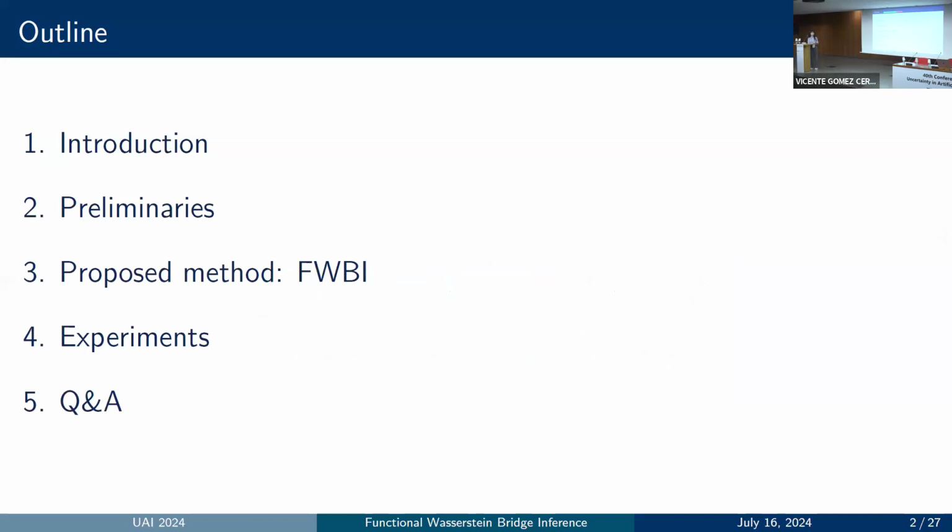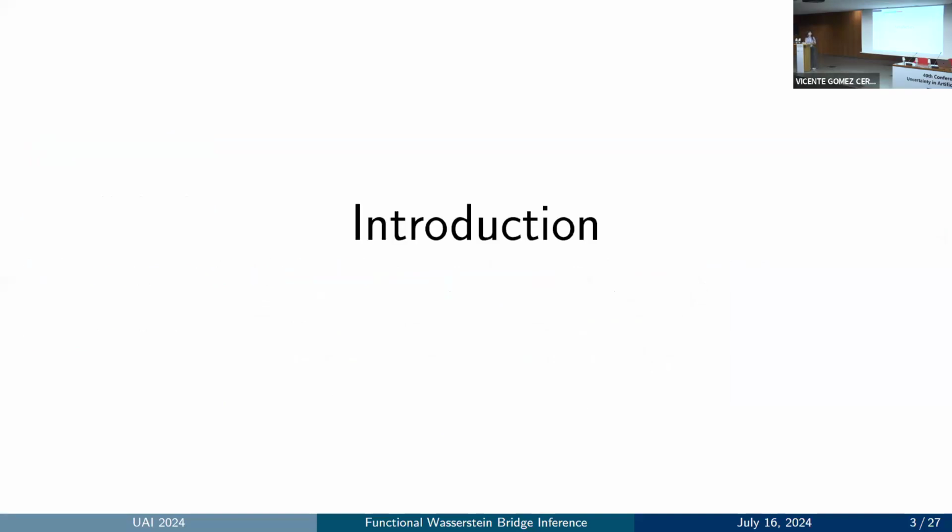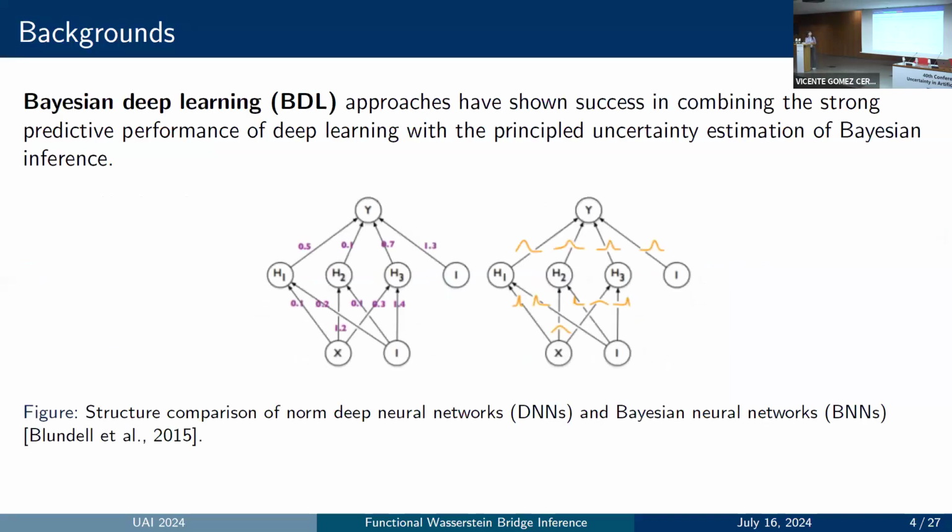Here's the content of today's talk. Let's begin with the background. Bayesian deep learning, BDL, is an emerging field that combines the strong predictive performance of deep learning with the principled uncertainty estimation of Bayesian inference. In Bayesian neural networks, BNN, as shown in this right figure, all network weights are random variables represented by probability distributions, rather than a single fixed value as in non-Bayesian neural networks.